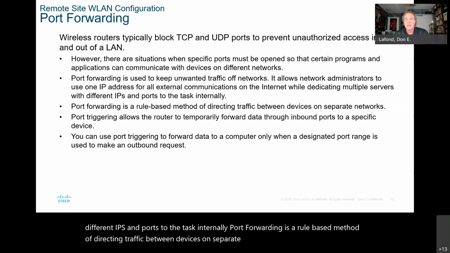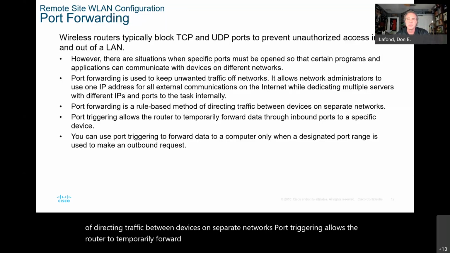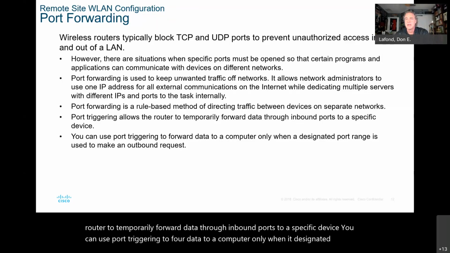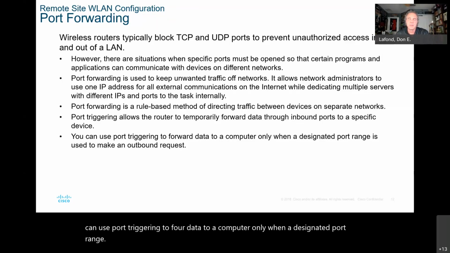Port triggering allows the router to temporarily forward data through inbound ports to a specific device. You can use port triggering to forward data to a computer only when a designated port range is used to make an outbound request.